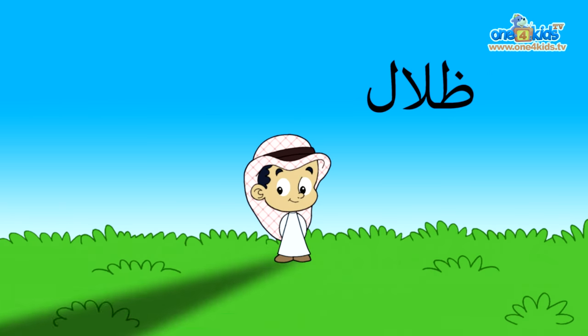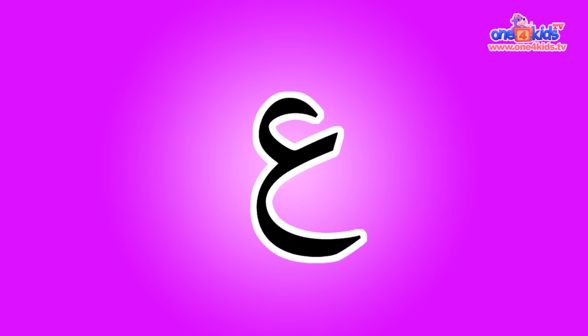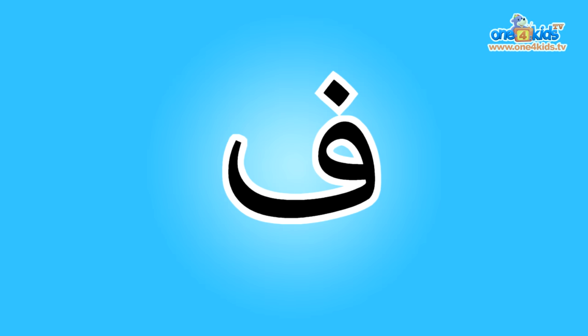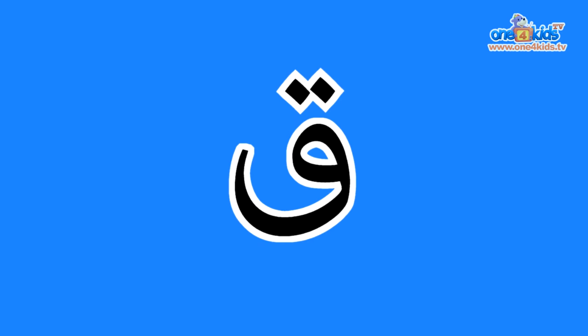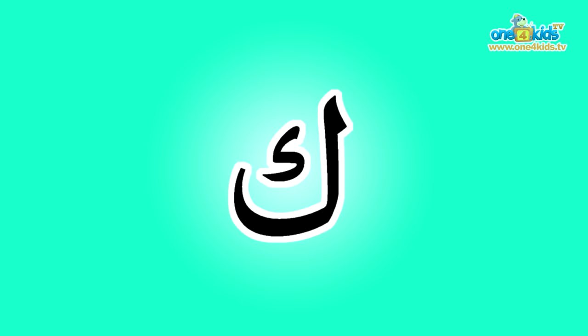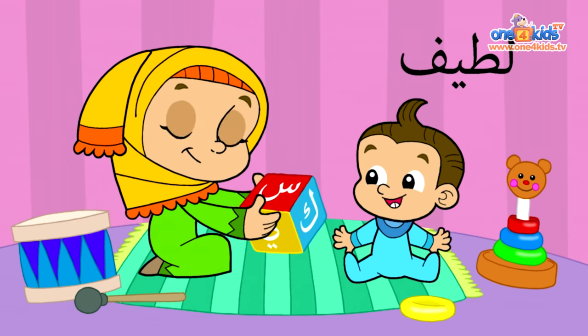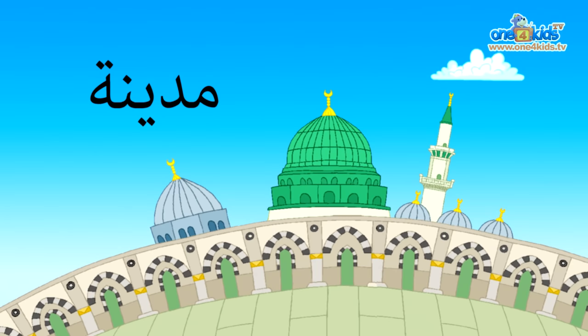Tha is for Dhilal, Ain is for Ibadah. Ghain is for Ghafur, and Fa is for Fatiha. Qaf is for Quran, Kaf is for Kitab. Lam is for Latif, and Mim is for Medina.